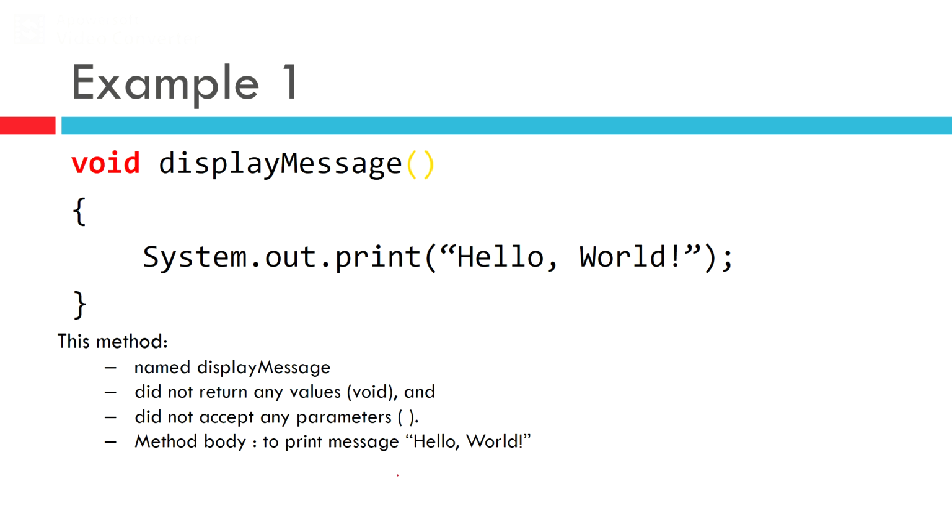Now the message is to print hello world, system.out.print hello world. There is no need to put return here. Okay, there is no return statement inside the block statement.